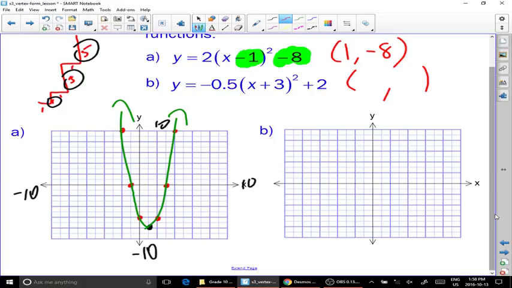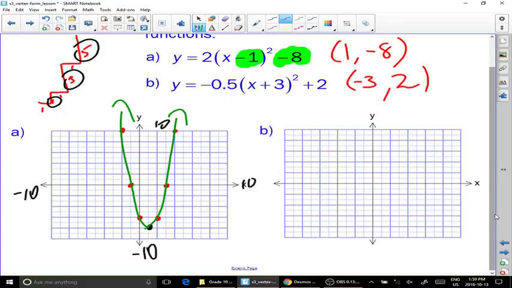Okay, be careful. Maybe we take the number that's in here, we don't square it, and we take the opposite sign. So it's -3 and 2. So we take the 3, but we take the opposite sign. So that gives us a vertex of -3 and 2. And will this graph be pointing up or down? Down. It will be pointing down.